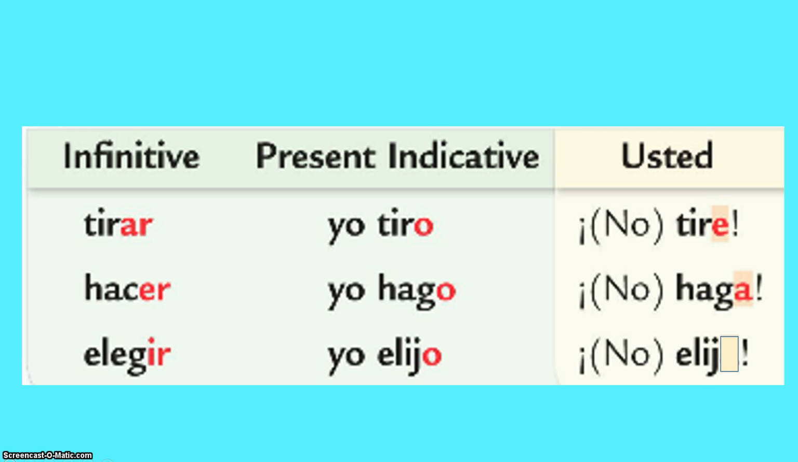Elegir, I'd go to the yo form, elijo. And since elegir is an IR verb, when I drop the o off the ending, I'm going to add on an a as well. Elija. You can see why it's really important to go to the yo form first, because hago and elijo are different from the infinitive forms. So remember, you need to go to the yo form first.